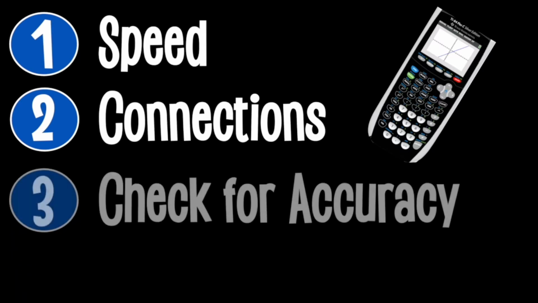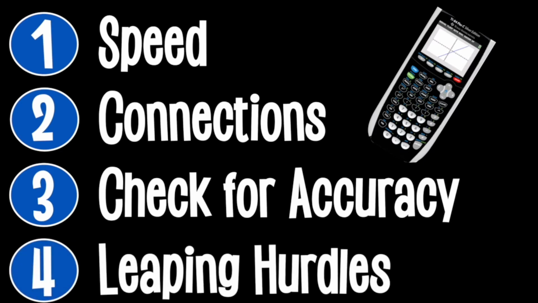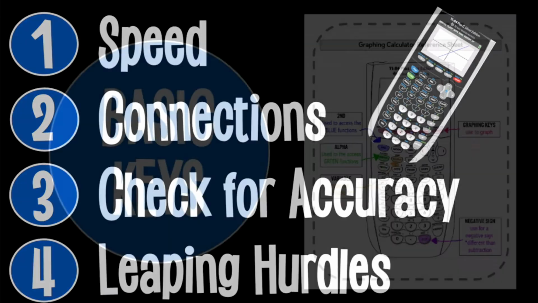The third is checking for accuracy. Many concepts taught in algebra can be checked using a graphing calculator. Therefore, students are able to confirm or possibly disaffirm their solutions. And the fourth is leaping hurdles. Without technology, it is nearly impossible for students who have few skills and little understanding of fractions and integers to study algebra in a meaningful way. With technology, all students have the opportunity to study mathematics.